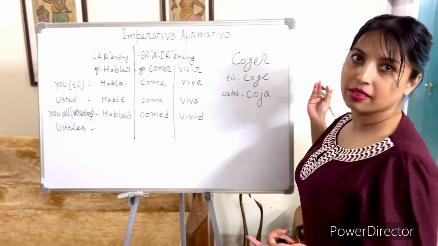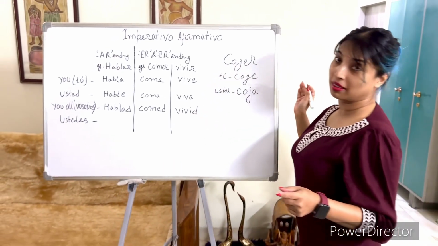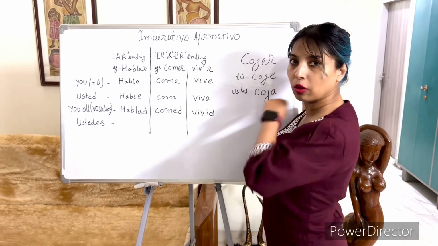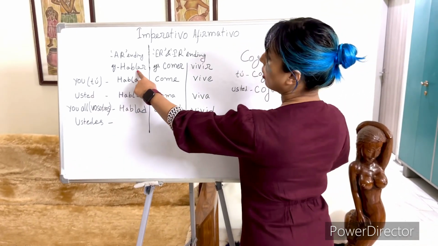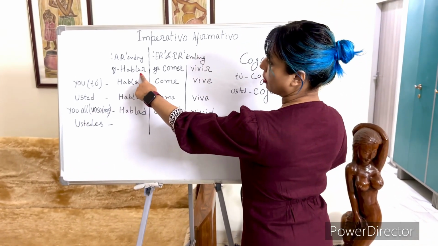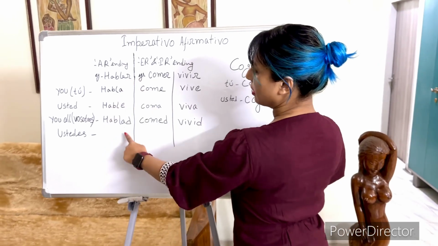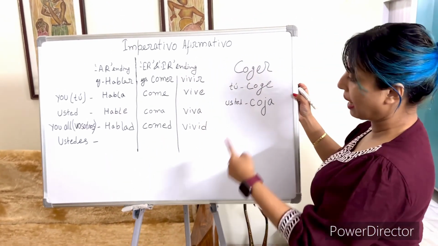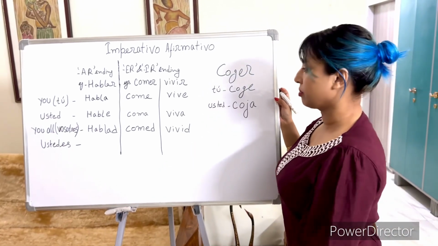So it is very simple and there is no exception. It is going to be this always. This rule applies to every verb. So take the infinitive form of the verb and replace R with D. So hablad, comed, vivid.